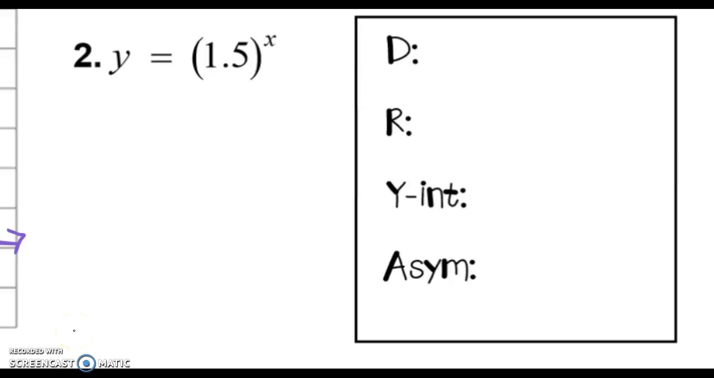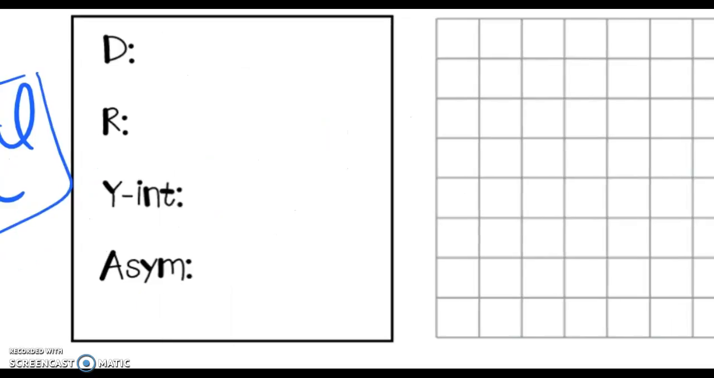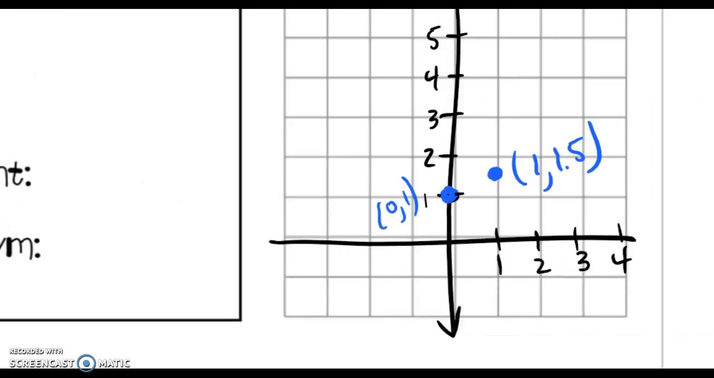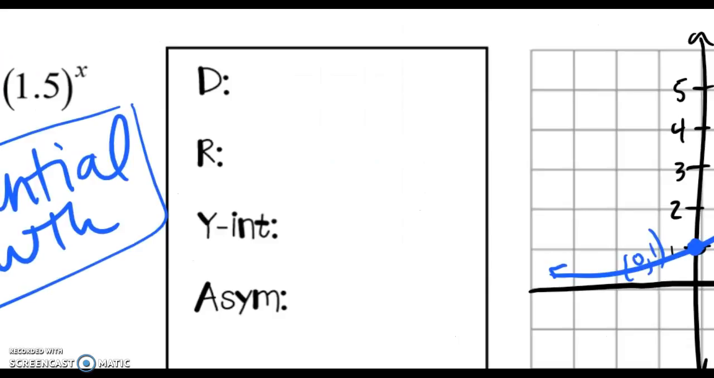For example 2, b is 1.5, so here b is greater than 1. Right, so that means we have an exponential growth. Next we want to graph it, so go ahead and plot the points. Remember the points are (0, 1) and (1, b). Here b is 1.5. So it should look something like this, and remember growth means going up, so go ahead and draw that. It should look something like this, it doesn't have to be perfect. And remember domain is always going to be all real numbers. Range is going to be y greater than 0.